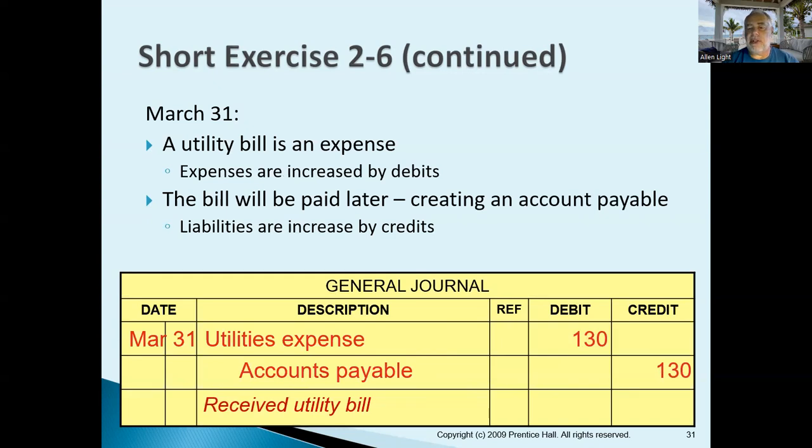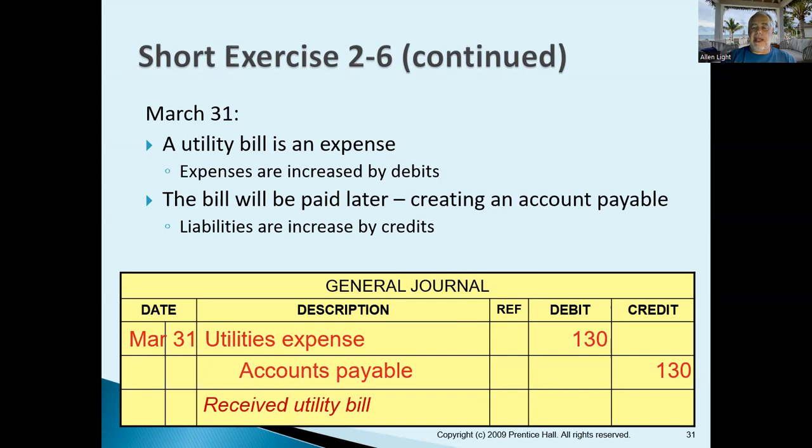On March 31st, the company received a utility bill, which will be paid in the next month. The receipt of the bill is an expense. Here again, expenses need to be recorded in the period in which they occurred. So even though I haven't paid it yet, I have to recognize it as an expense because I owe it. So the receipt of the bill is an expense. The fact that the company will pay it in the next month creates a liability.